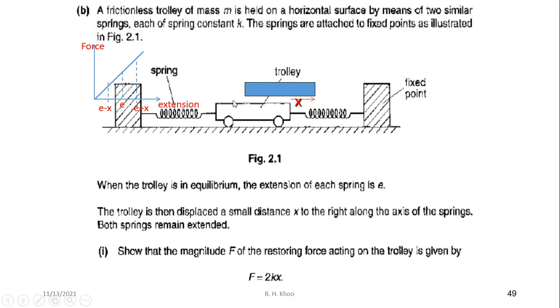The rest position, you can think of this as your displacement, if you like. The trolley is then displaced a small distance x to the right along the axis of the spring. Both springs remain extended. Remember, the spring is already stretched, the extension is e. Then you displace it by a distance x, so it's now become e plus x.